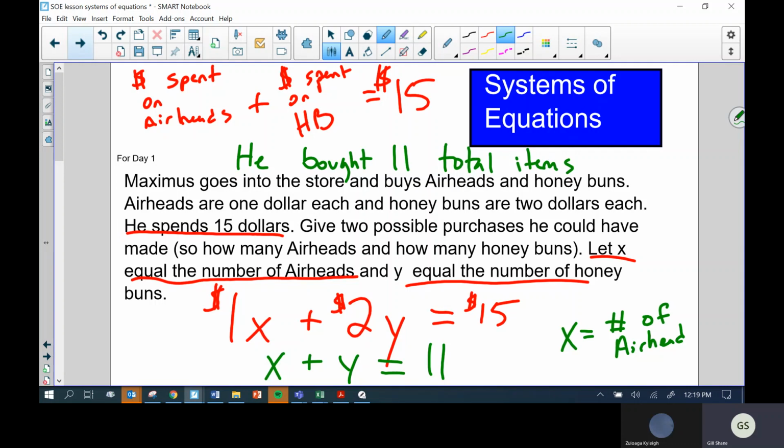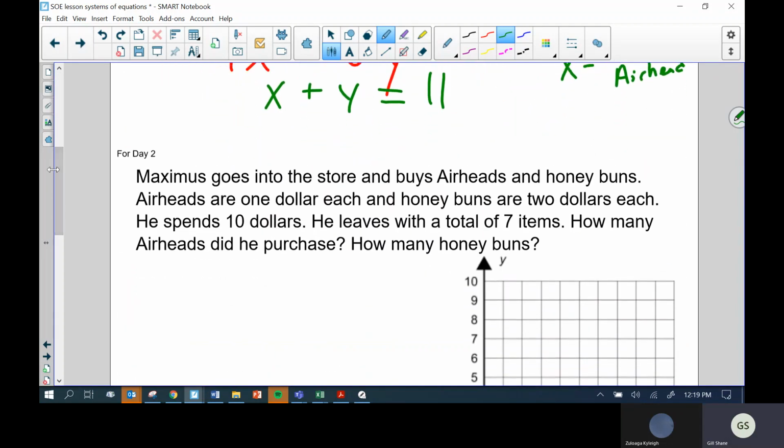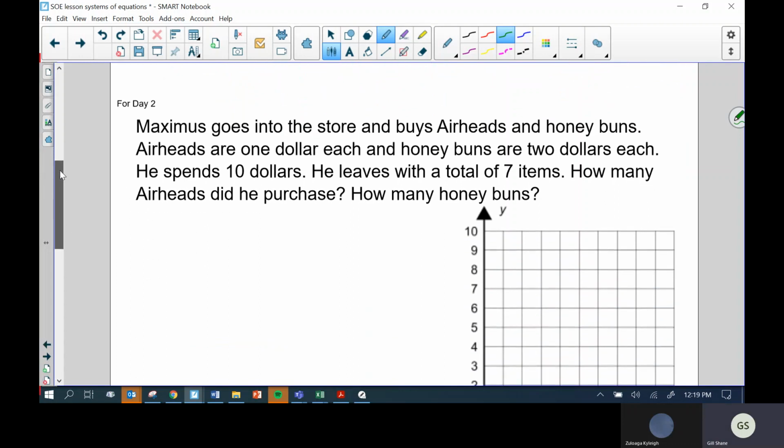Like my question was, what are possible combinations? Like how many airheads and how many honey buns did he buy? So that's what the variables are: how many airheads and how many honey buns. If you look at the question, typically that tells you what your variables stand for. You might have to figure it out a little bit, but it'll still give you the information that you would need. All right, so write the equations for that problem.